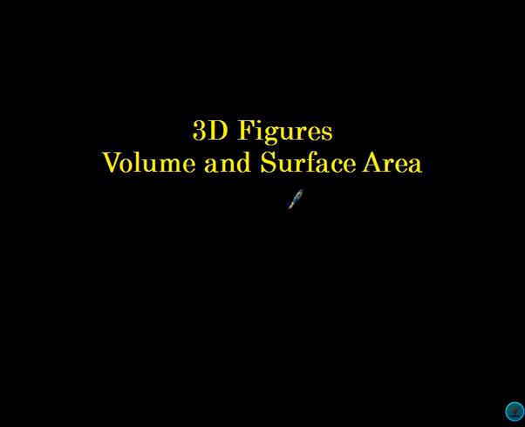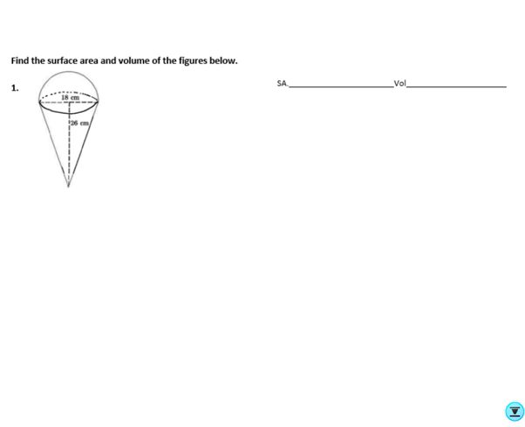Hey, it's Mr. Luneski. We are looking at 3D figures, and we're going to look at volume and surface area, particularly of composite figures. If you remember, composite figures are when you take two or more shapes and put them together, or you remove a shape from another shape. So typically here we're going to be adding or subtracting pieces.